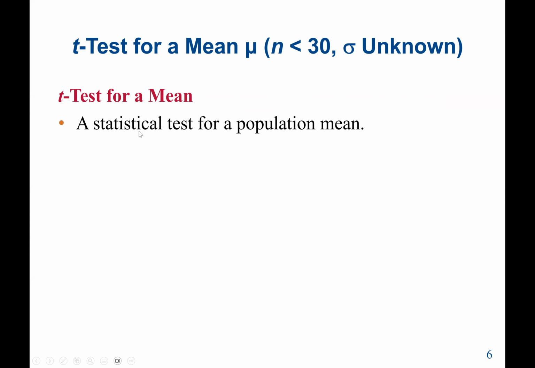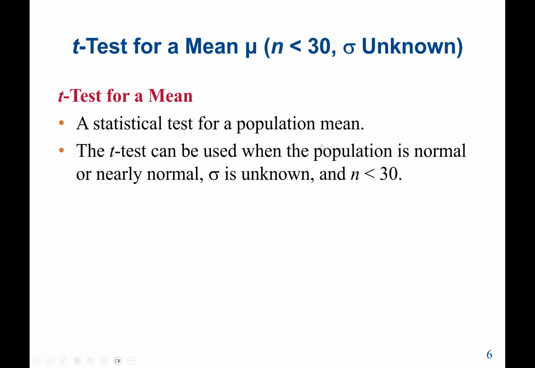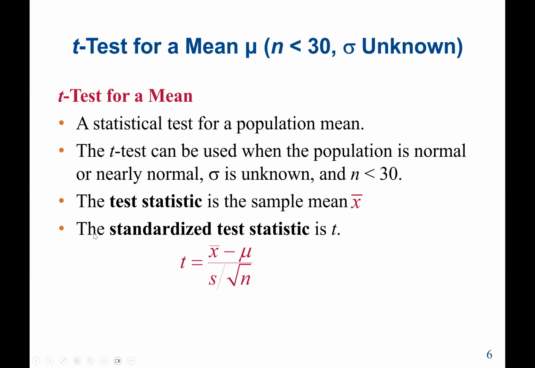First, we say it's a statistical test for a population mean, same as the z-test. But the t-test can be used when the population is normal or nearly normal, the population standard deviation is unknown, and also the sample is less than 30. If the population standard deviation is unknown and the sample size is less than 30, we cannot use the z-test. So here we say the test statistic is the sample mean, same as the z-test. But here we have different formulas.